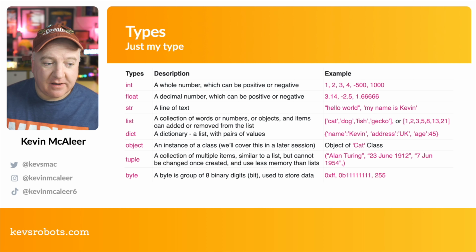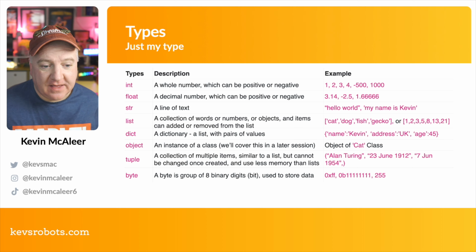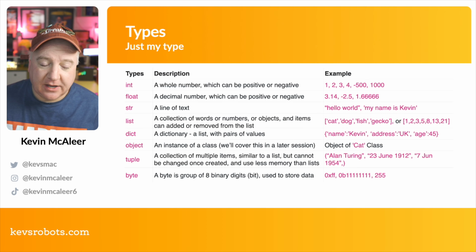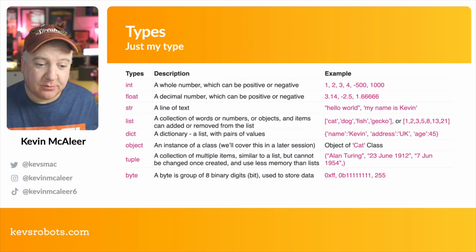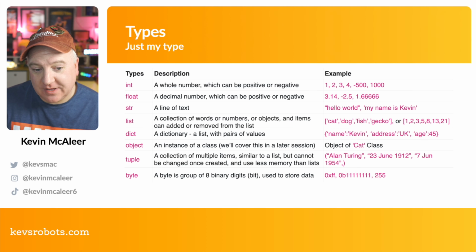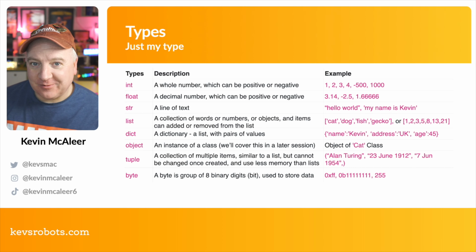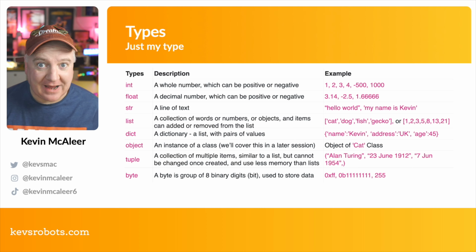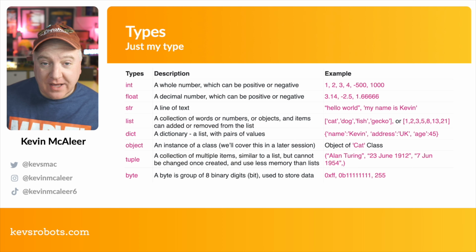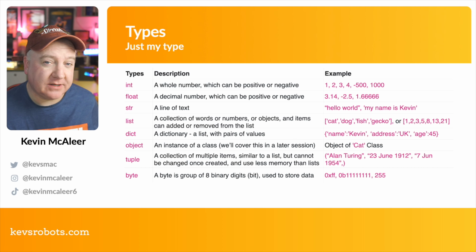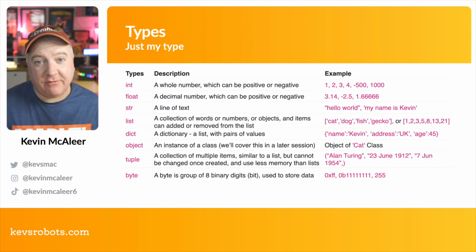And then next we have the dictionary. So dictionaries have these curly braces, and you can store these key value pairs. So we've got name, Kevin, address, UK, age 45. Maybe I wrote this a while ago when I actually wrote this original Python tutorial, and I've recently upgraded it to MicroPython. And then we've got object. So in Python, everything is an object. Object is kind of like what everything inherits from.